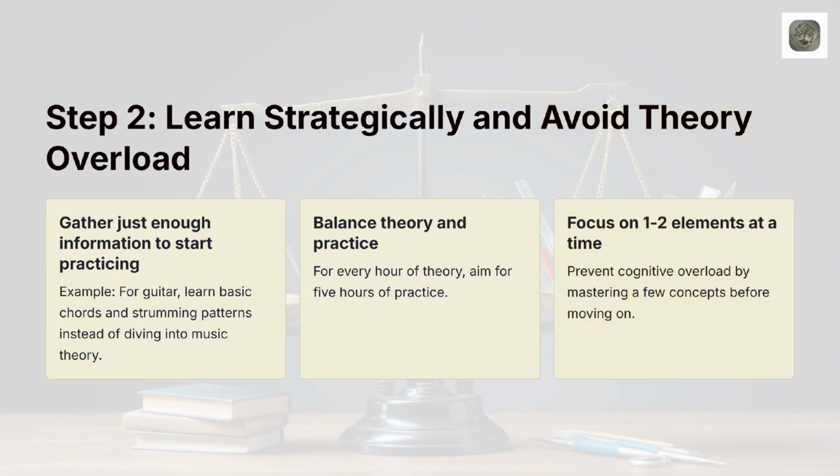To make progress, avoid getting stuck in theory. Learn just enough to start practicing. For instance, if you're learning guitar, start with basic chords and strumming patterns before diving into music theory. Balance theory with hands-on application by aiming for 5 hours of practice for every hour of theory. Finally, focus on 1 or 2 sub-skills at a time to avoid overload. This approach ensures you're building skills efficiently without feeling overwhelmed.